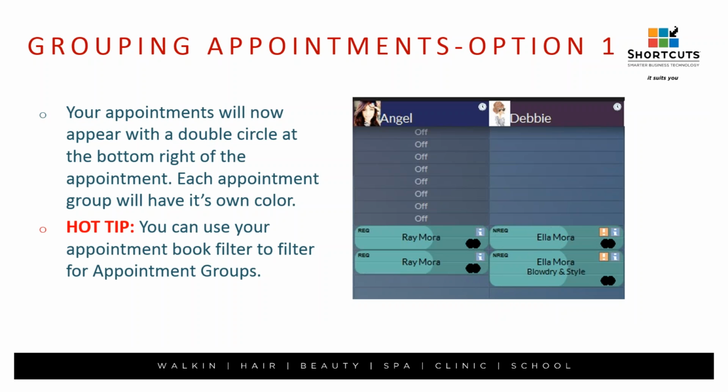Your appointments will now appear with a little double circle on the bottom right-hand corner of the appointment. That little double circle on each of the appointments is the indicator that they're in a group. Each group will have its own color, you guys. And again, I have another little hot tip for you. You can use your appointment book filter to filter for appointment groups. So if you just want to see groups, or if you want to filter for a specific group, you can now use the filter for that as well.